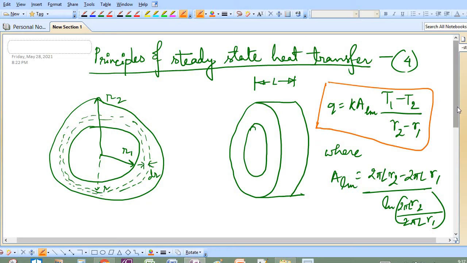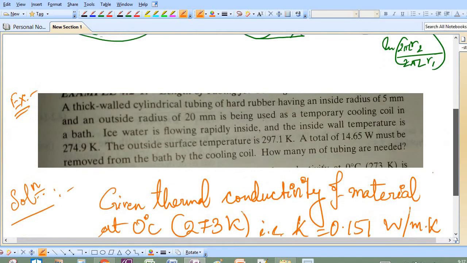Let's start. So we have a problem: a thick walled cylinder tubing of hard rubber having an inside radius of 5 mm and an outside radius of 20 mm is being used as a temporary cooling coil in a bath. Ice water is flowing rapidly inside, and the inside wall temperature is 274.9 Kelvin. The outside surface temperature is 297.1 Kelvin.